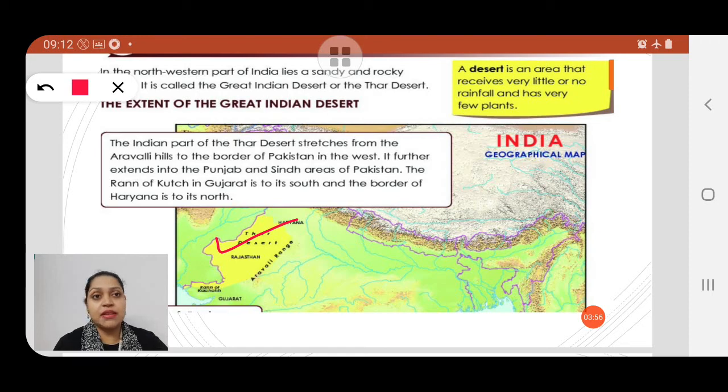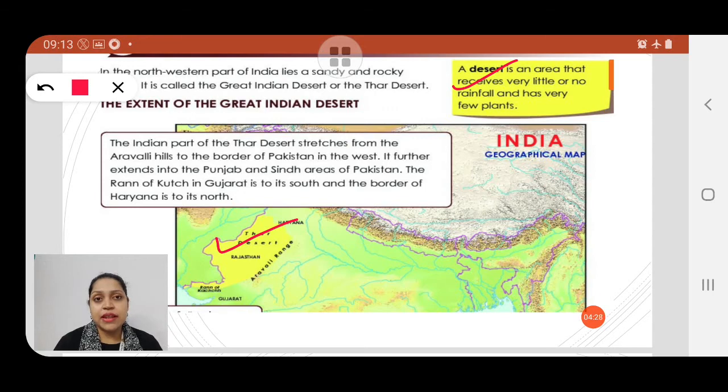So what is a desert, children? A desert is an area that receives very little or no rainfall and has very few plants. So what is a desert? A desert is an area that receives very little rainfall, or no rainfall at all, and has very few plants. As I have shown you in the picture, with little or no rainfall, no plants will be there, because water is needed for the growth of plants.